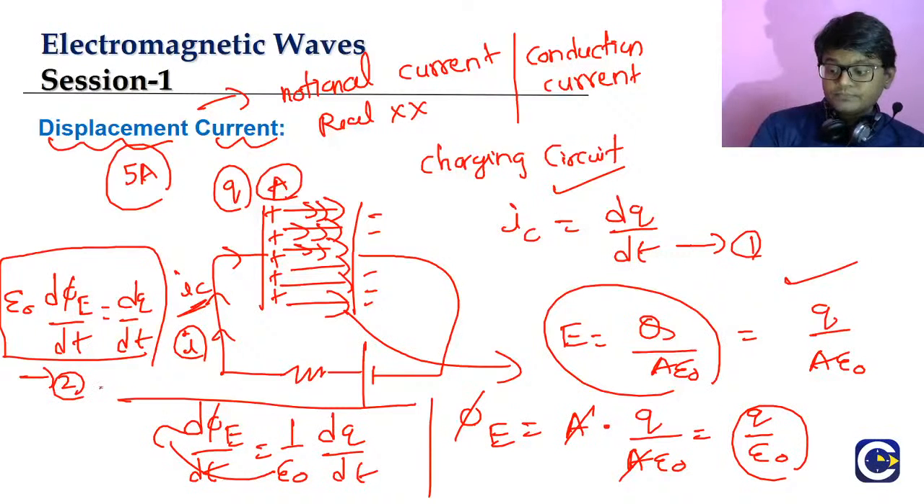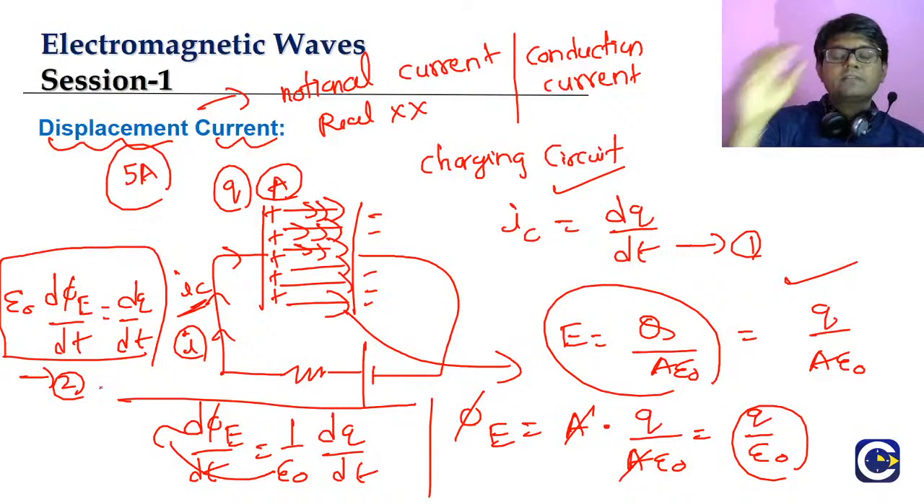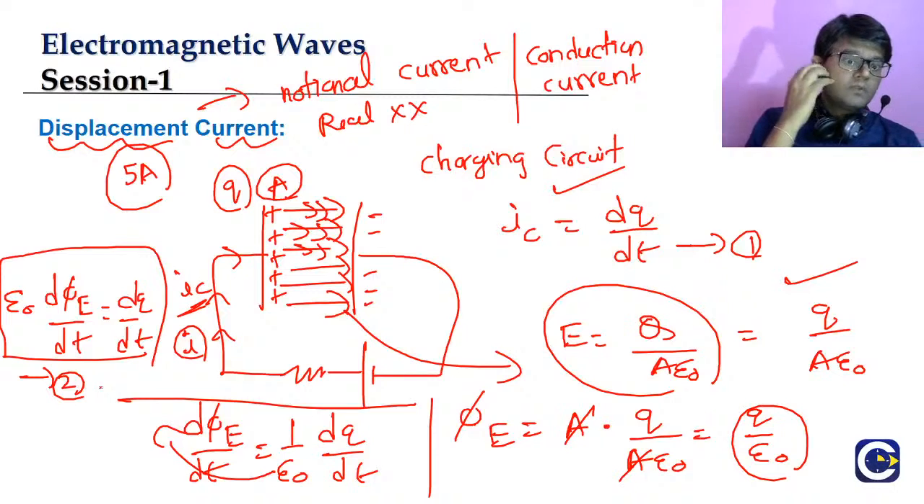Just keep this as equation 2. So what are the equations we have? The first equation is for the conduction current. What is the conduction current value? dq by dt.